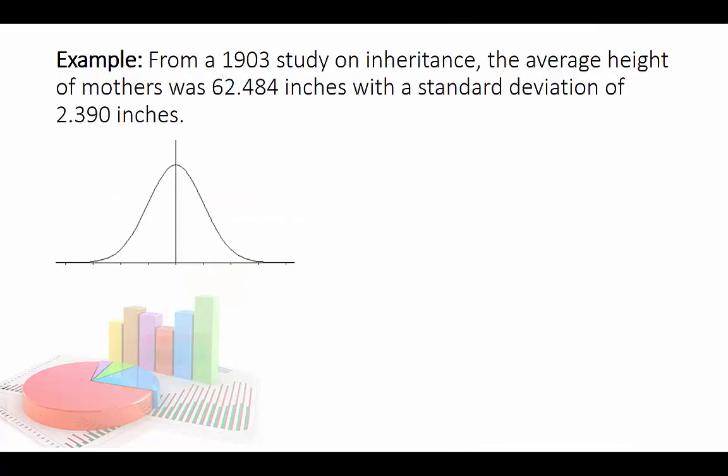So let's go ahead and take an example with a 1903 study on inheritance, and the average height of mothers was 62.484 inches. This was actually the leading study to help establish the normal distribution. They found out the standard deviation was 2.390 inches. So the way we write the models, we have this N saying that our distribution is approximately normal, and here's the average, and there's the mean. Then we put our mean right there in the center.